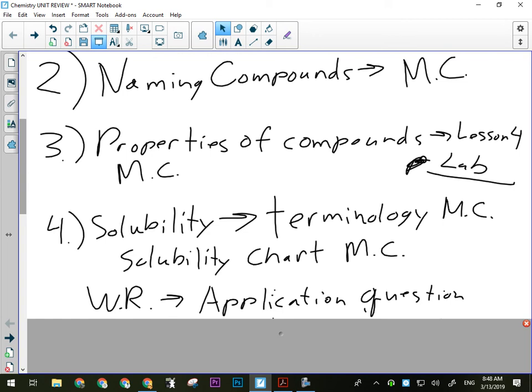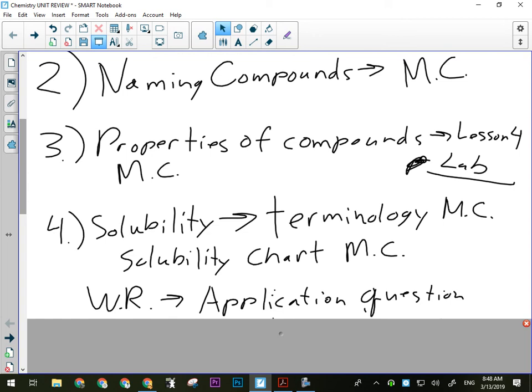Now, what I mean by application question is I'm going to give you a practical, real-world context. Here's a problem that you could encounter in the real world, and you're going to have to use your understanding of solubility to come up with a solution to that problem. Those are higher level thinking questions, right? The only way to study for those kind of questions is to know your stuff.